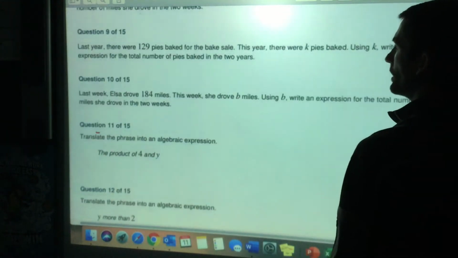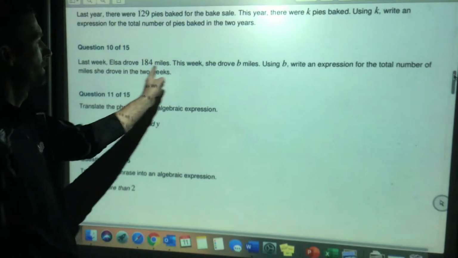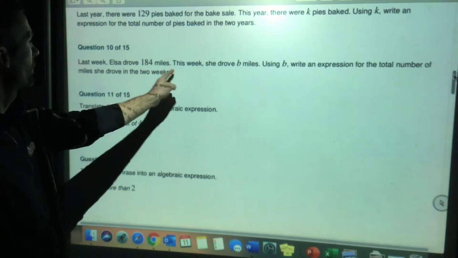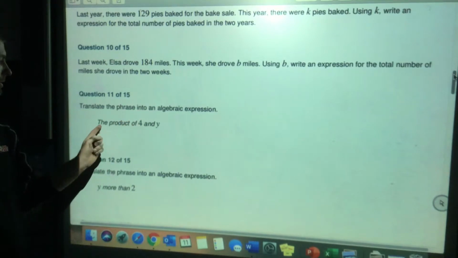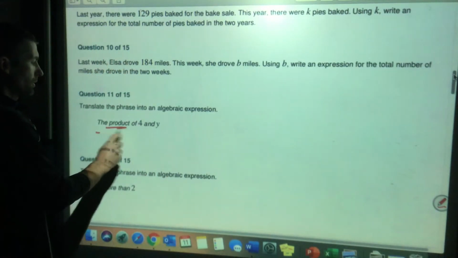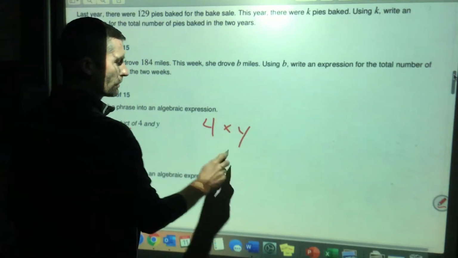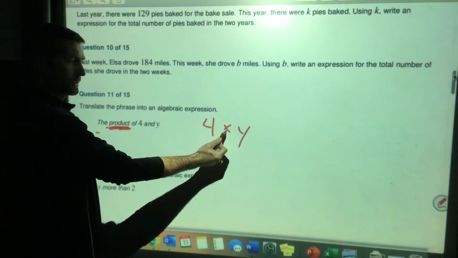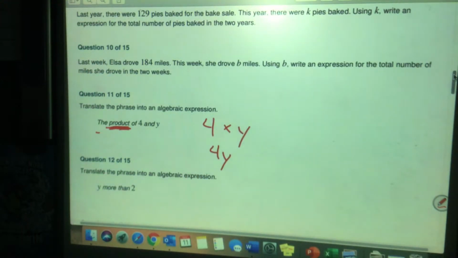Same type of problem we had. How much did you drive both weeks? We're going to add them. Next, translate this phrase into an algebraic expression, the product of 4 and y. You could look in your key term notes. We know product means multiply, so our answer is 4 times y, but we don't like using the times because it looks like a variable, so a better answer is just 4y.